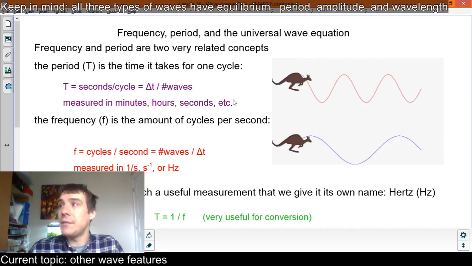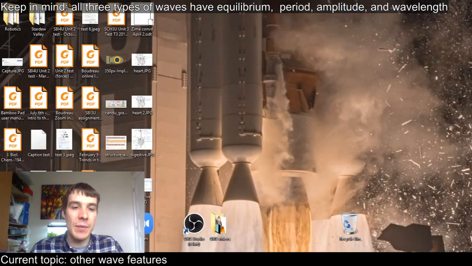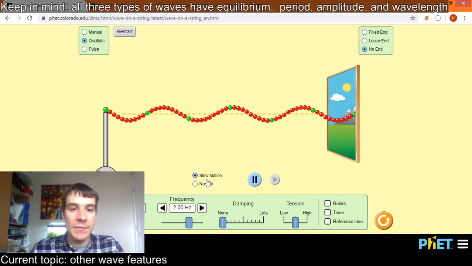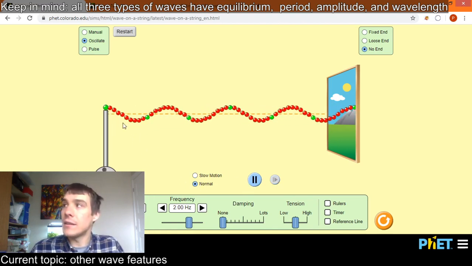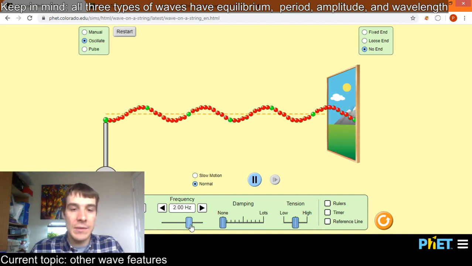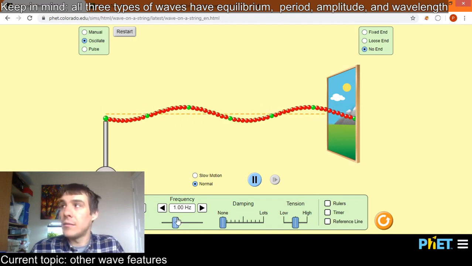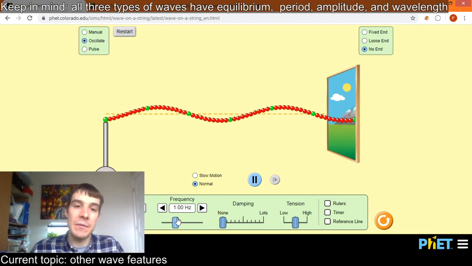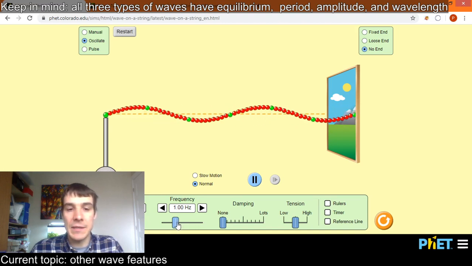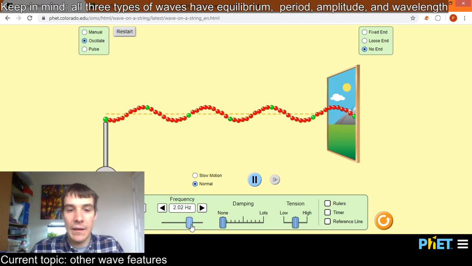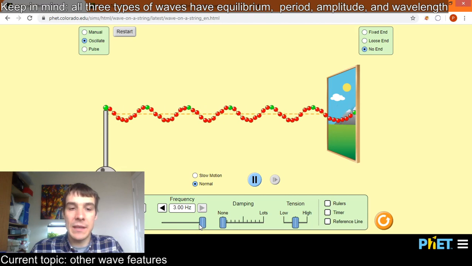Frequency and period are very related. Period is how long it takes for a wave to go by, and frequency is how many waves we have in one second. So here, when I have a frequency of 2 hertz, you'll see the wave going back and forth twice a second. A frequency of 1 hertz means once a second. So if we bring it down to here, 1 Mississippi, 2 Mississippi, 3 Mississippi, 4 Mississippi, 5 Mississippi, 6 Mississippi, once a second. 2 hertz means twice a second. 3 hertz, 3 times a second.